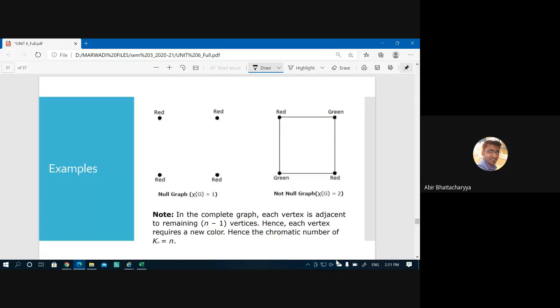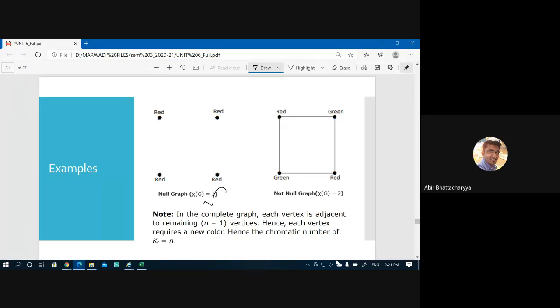So this is a null graph. In a null graph, the chromatic number is always one, because we can put any color, red or black, since the vertices are not connected to each other, they are not adjacent, but we find the minimum number. The minimum number is one, so a null graph has chromatic number one. Only in the case of the null graph do we have chromatic number one. Otherwise, in other graphs, the chromatic number is always greater than or equal to 2.